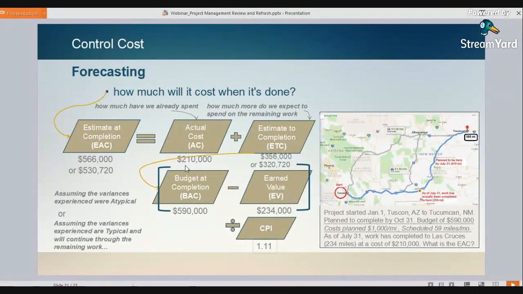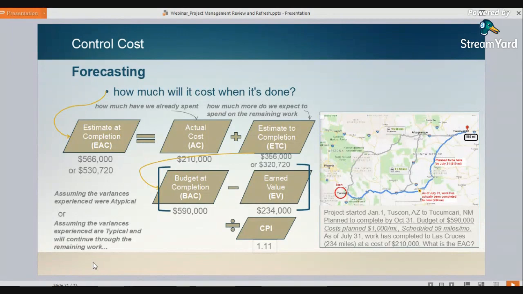So our actual cost doesn't change. That's money out of pocket. That 210 is money out of pocket. Plus 320 now adds up to 530,720. Now, I say it's one or the other because there's a judgment involved there. There's a judgment call.